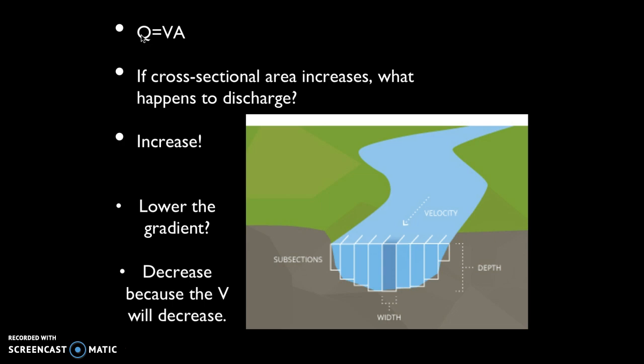Okay, so hopefully with that, you guys get an idea of the relationships between the gradient, the cross-sectional area, the velocity, and what that is going to have to do with the overall discharge from a stream.